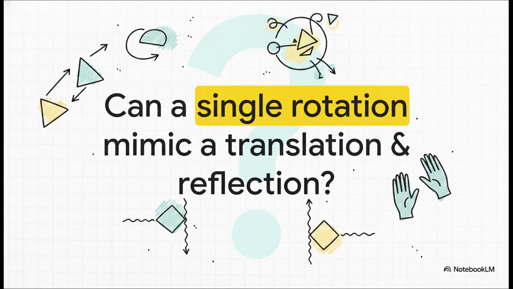I want to leave you with this provocative transfer question to chew on. Based on everything we just learned about orientation, could a single rotation ever perfectly mimic a translation combined with a reflection? Think deeply about what properties a rotation preserves versus what a reflection actually changes.